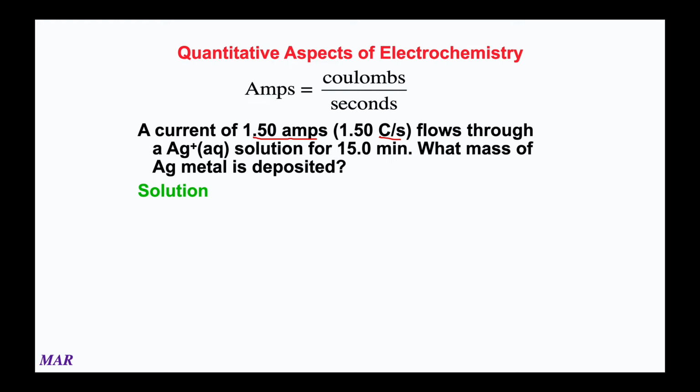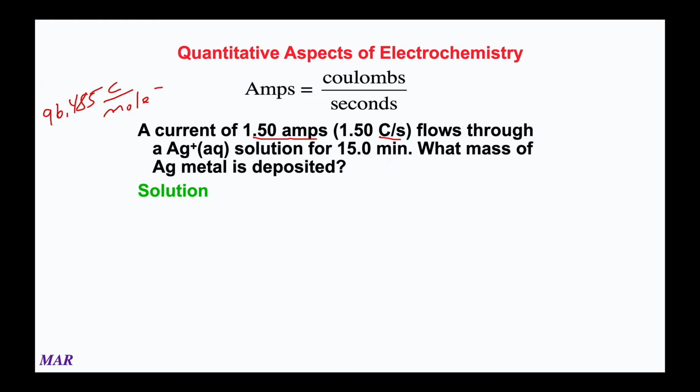Cool. So what I would do on this problem is start with the time and work my way over into how much mass is there. And I'll show you how this works. We're going to be using the Faraday constant. Remember the Faraday, 96,485 coulombs per mole of electrons.